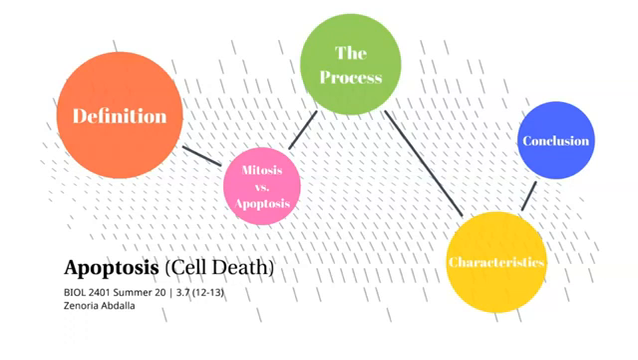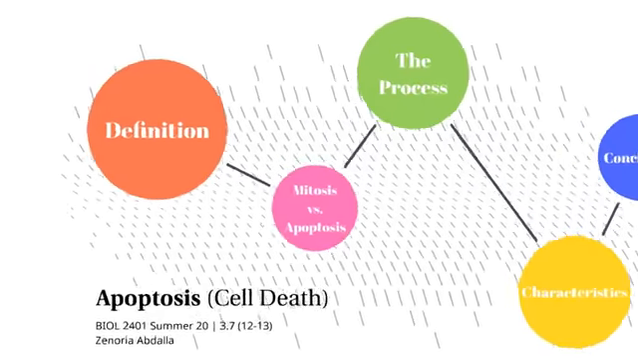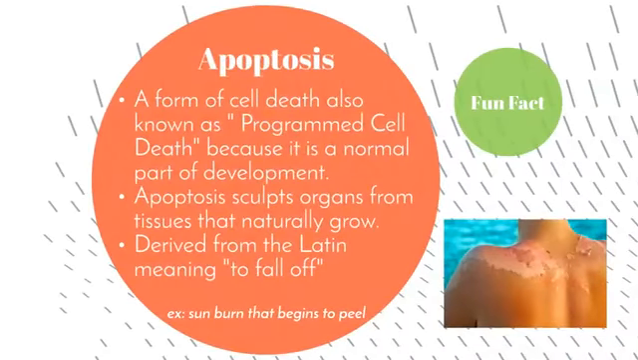This is Zenoria, and today's lesson is going to be over apoptosis, or cell death. So let's get into the definition. Apoptosis, a form of cell death, also known as programmed cell death, because it is a normal part of development. Apoptosis sculpts organs from tissues that naturally grow, and it's derived from the Latin meaning to fall off.